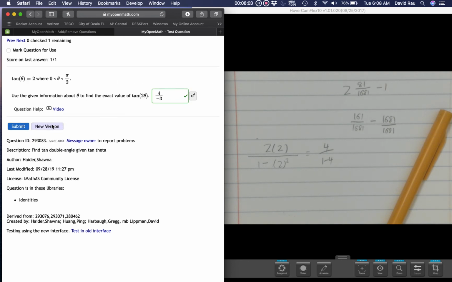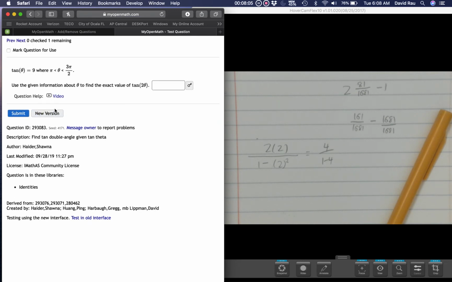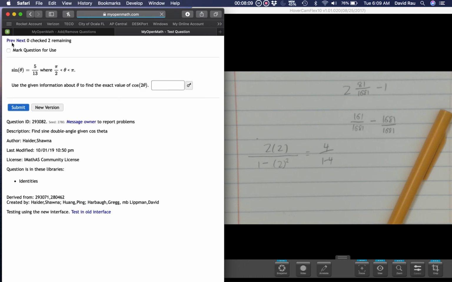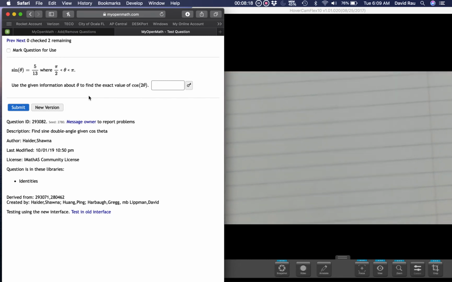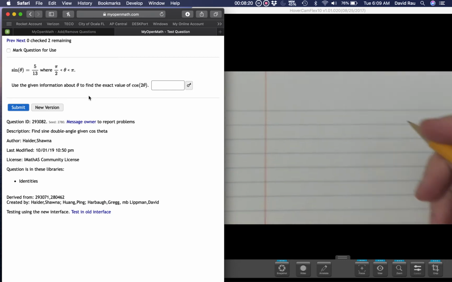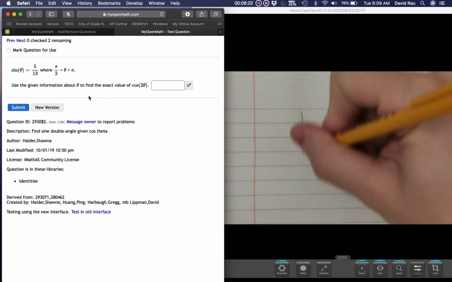Yes, it will. I wonder if they don't ever give you tangent. They do give you tangent. Well, I'm going to make up a problem right here real quick, and I'm going to have you solve for tangent as well with given sine. So let's do this. We have our sine value.